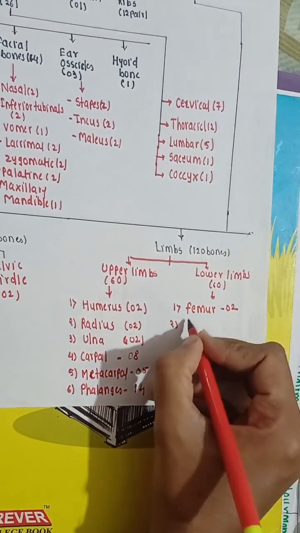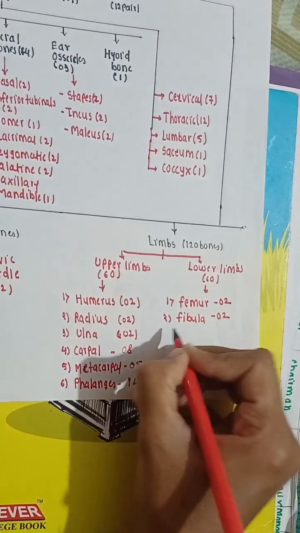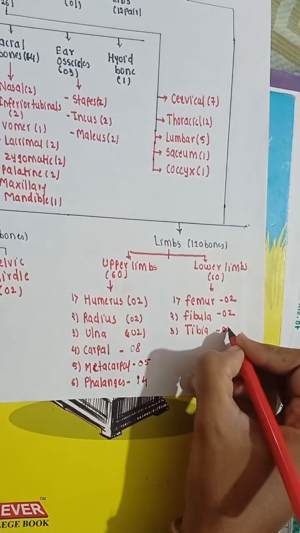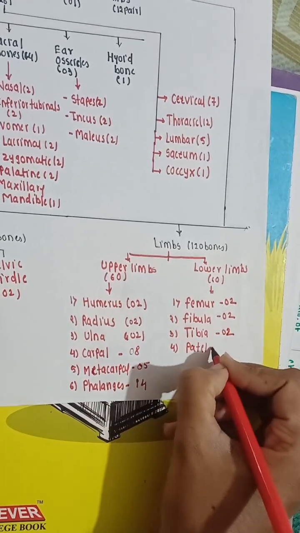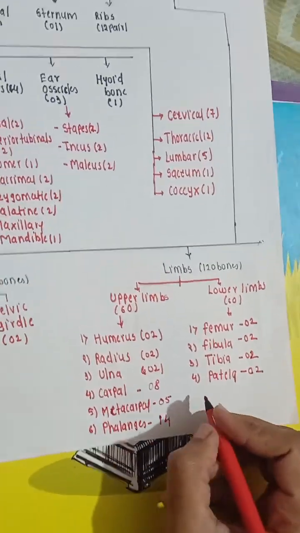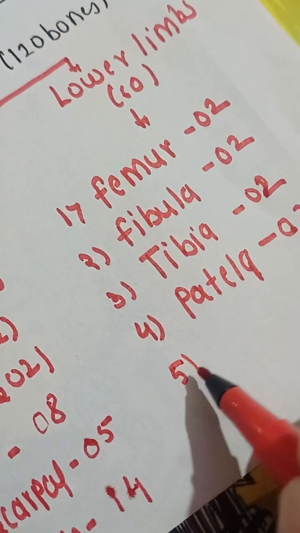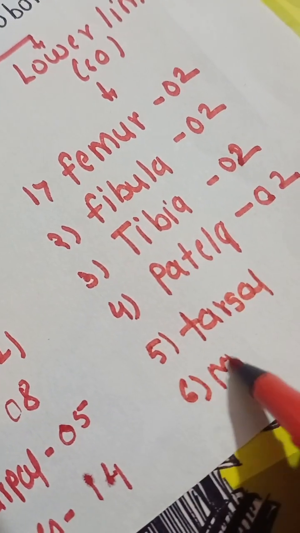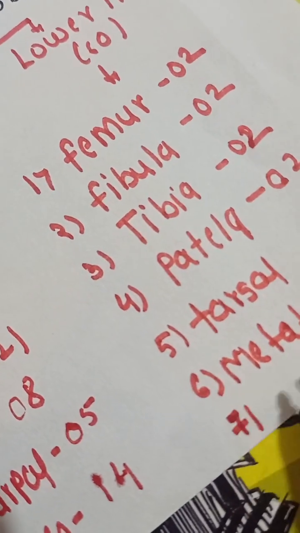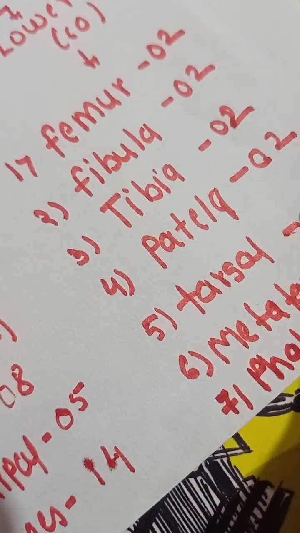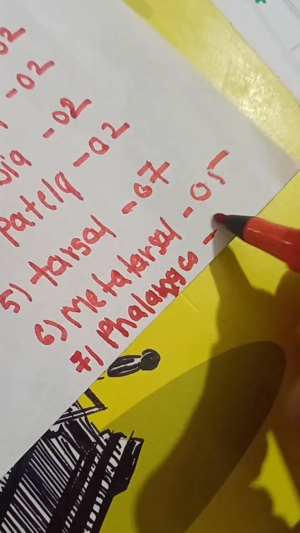In lower limbs there are 60 bones. First one is the femur 2 bones, fibula 2 bones, tibia also 2 bones. The next one is the patella 2 bones. Then next is the tarsal, metatarsal and phalanges. Tarsal 7 bones, metatarsal 5 bones and phalanges 14 bones.